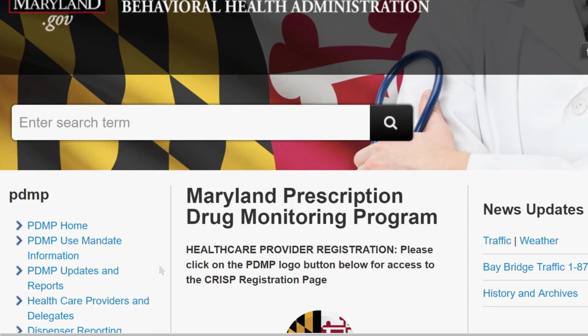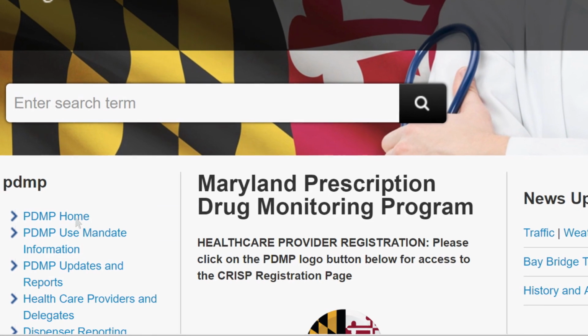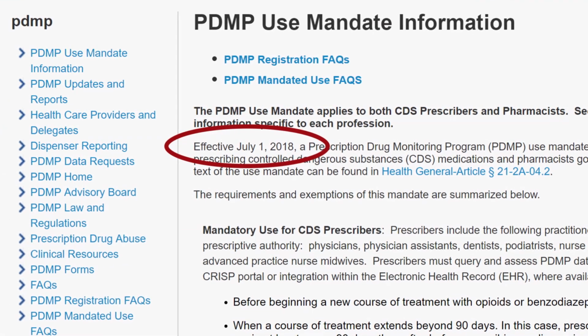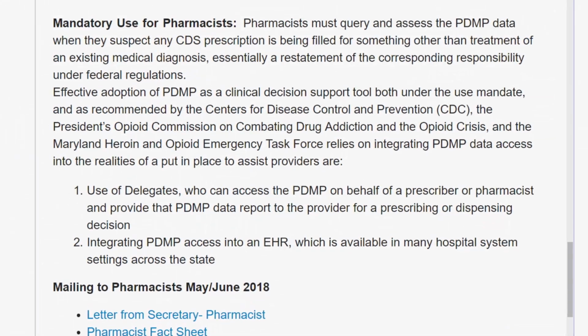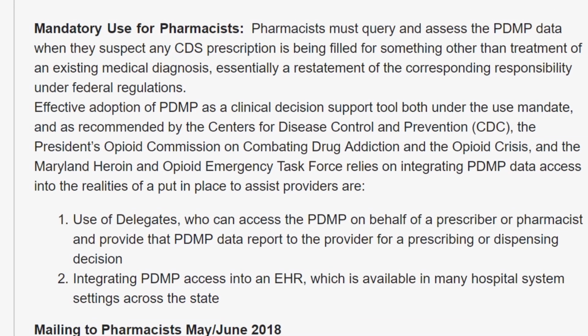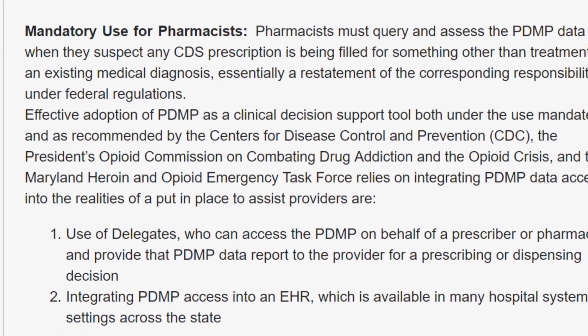Since July 1, 2018, pharmacists in Maryland must query and review patient PDMP data prior to dispensing any controlled substance if the pharmacist has a reasonable belief that the patient is seeking the drug for any purpose other than an existing medical condition. Let's look at our first patient that we've got today, Joseph Demo.